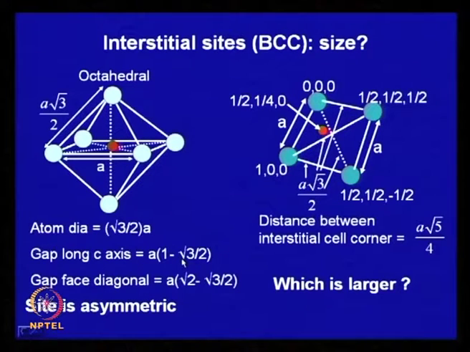But if you calculate the gap along the diagonal, in the same way the diagonal is, this is a, this is a. So the diagonal is a root 2. So the gap in the face diagonal will be a times root 2 minus root 3 a by 2, and obviously this is larger than this.